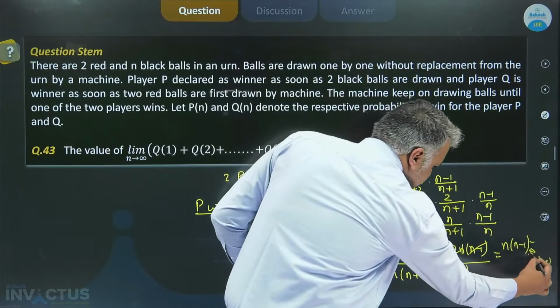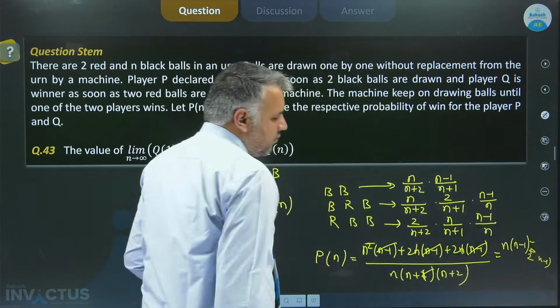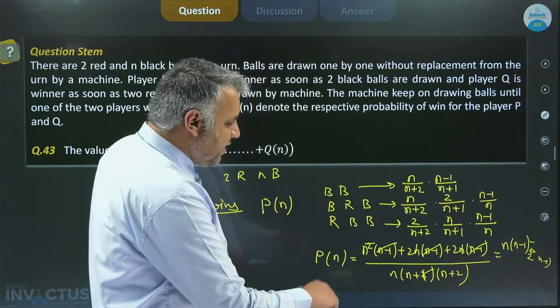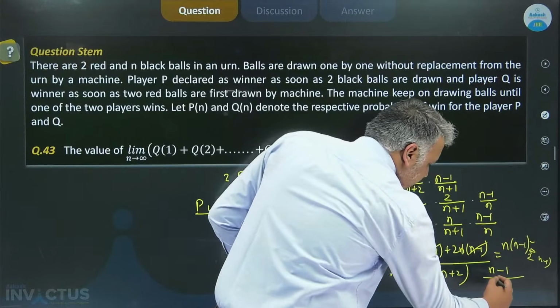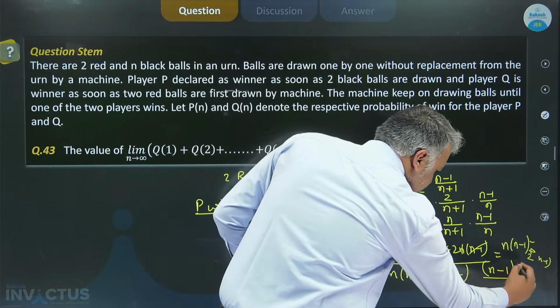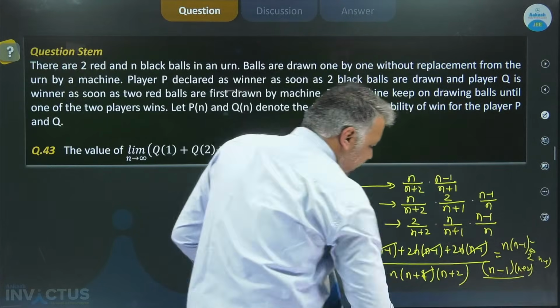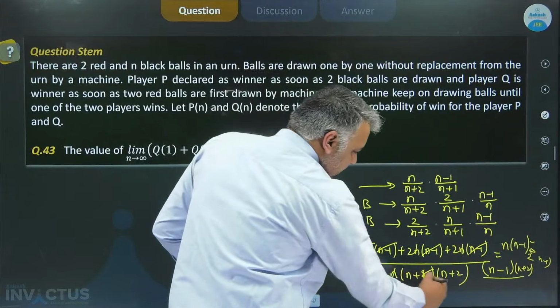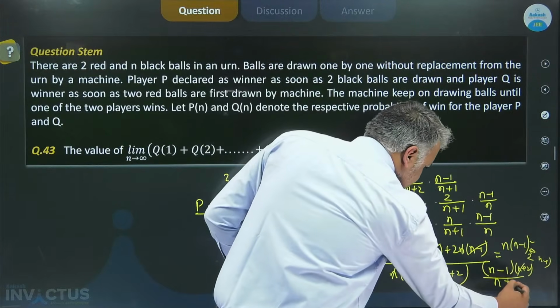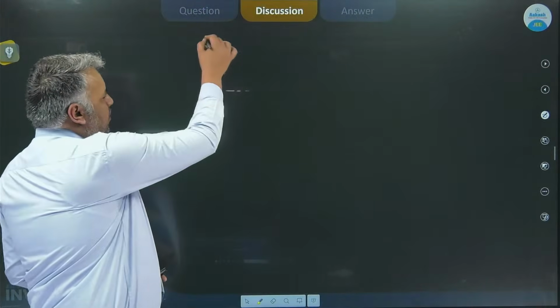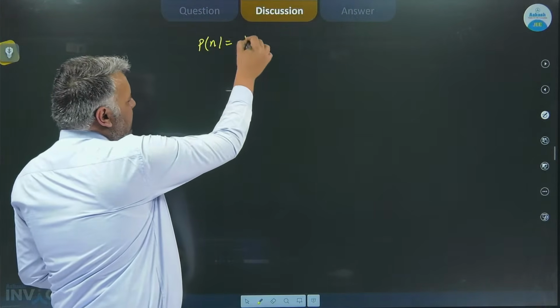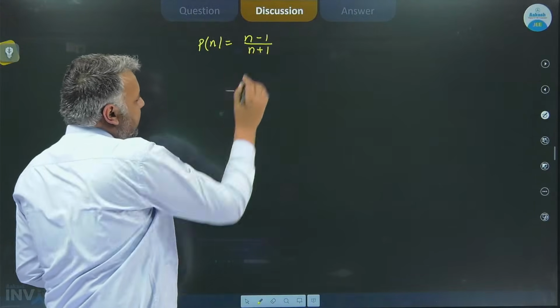This is plus 2 into n minus 1. Okay, so if we take n minus 1 also common, so it will be n minus 1 into n plus 2 divided by n plus 1, n plus 2. So n plus 2 will also be cancelled out. So this will be n minus 1 divided by n plus 1. So P of n is n minus 1 divided by n plus 1.